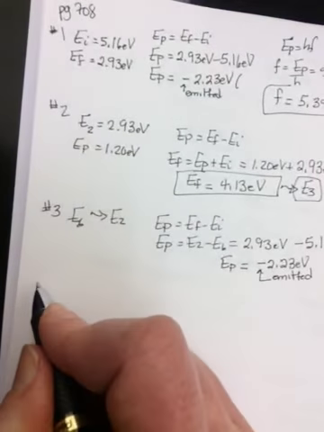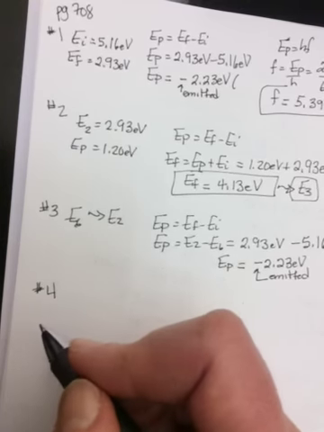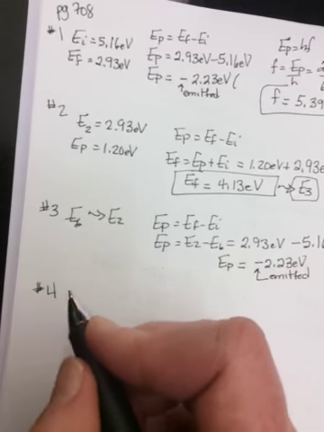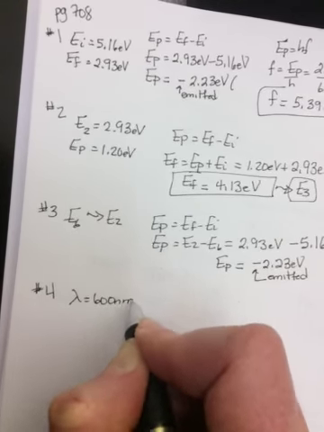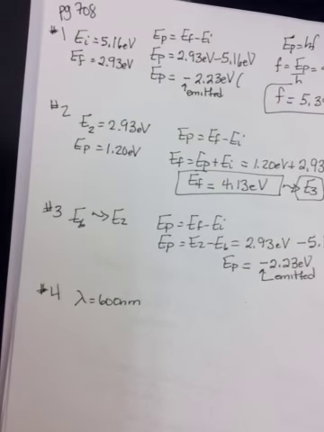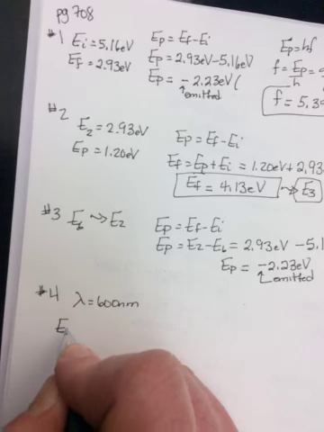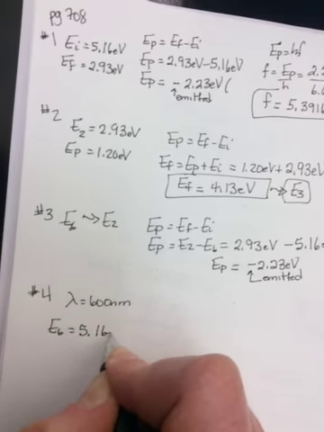Number 4, I think that's all the 3 asked. Number 4, a photon of orange light, wavelength 600 nanometers. Okay, so we're going to be able to find the energy of the photon from this, but first, it enters a calcium atom in the E6 energy level. So E6, which we already looked up, was 5.16 electron volts.